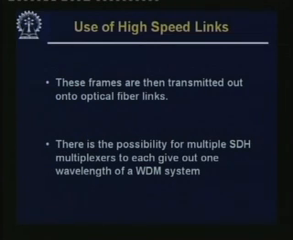There is the possibility of multiple SDH multiplexers each giving out one wavelength of a WDM system. As we will see later on, WDM stands for wavelength division multiplexing, which is a form of frequency division multiplexing, as I mentioned when I talked about frequency division multiplexing. So, in fiber optics we talk about wavelength division multiplexing. It is possible that one multiplexer is feeding into one wavelength, another multiplexer feeding into another wavelength, and all these different wavelengths are travelling together in the fiber.